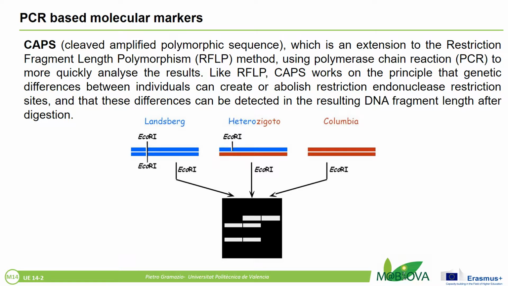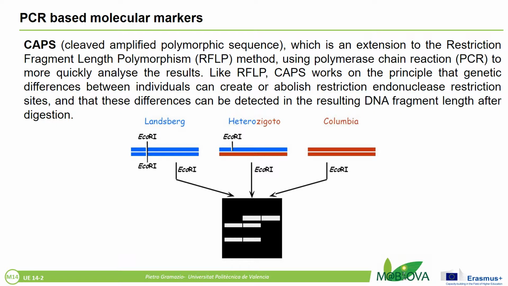Until now we have seen dominant markers. For now we are going to review codominant markers. One of them is CAPS, cleaved amplified polymorphic sequence, which is an extension of the restriction fragment length polymorphism, the RFLP method, using polymerase chain reaction, the PCR, to more quickly analyze the results.